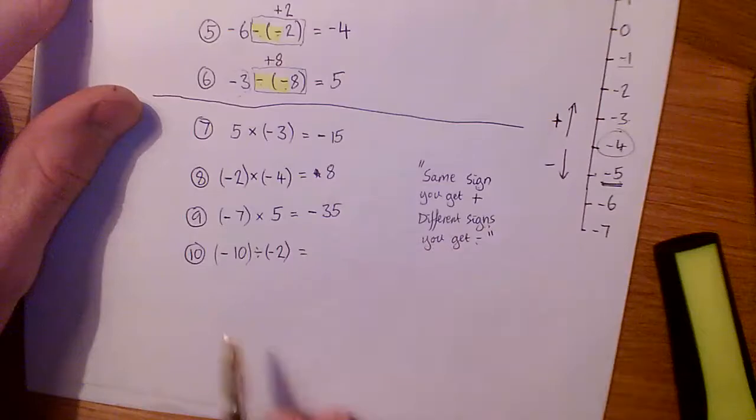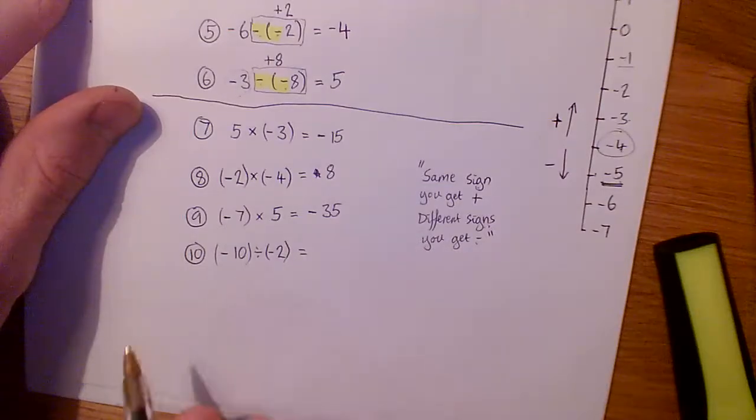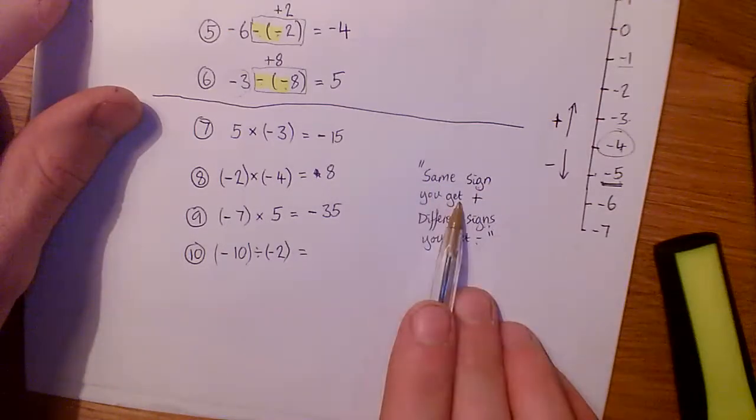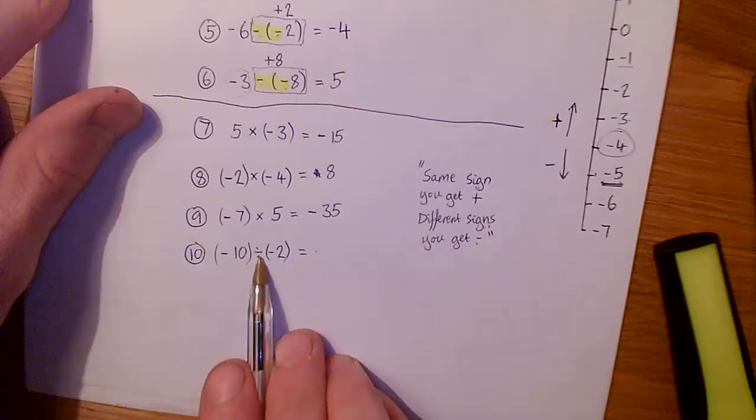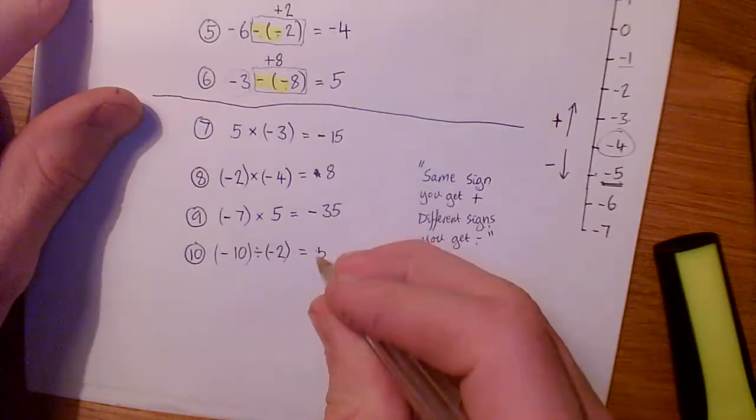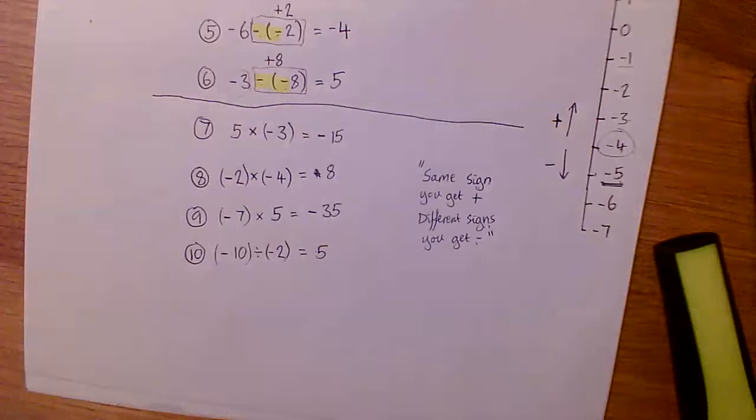Finally, dividing, exactly the same rule. Here we've got the same signs, so we're going to get a positive answer. 10 divided by 2 is 5.